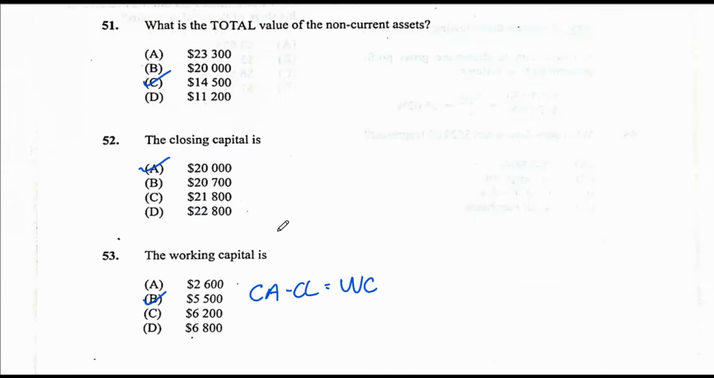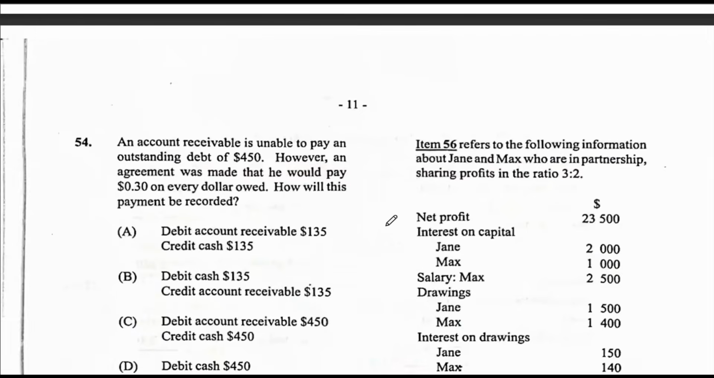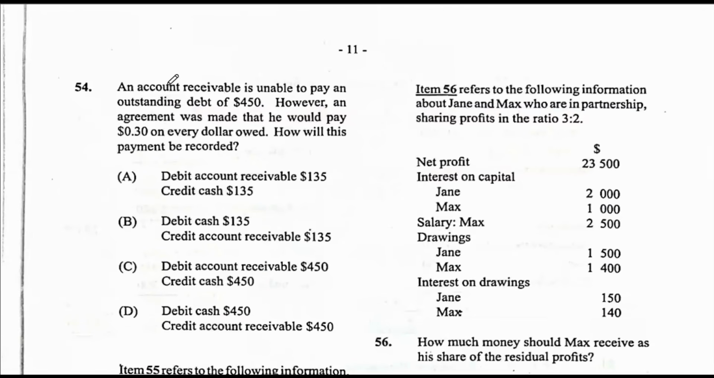Nicely done. I'm moving on to question 54. An accounts receivable is unable to pay a debt of 450. Now in this case, they're using the word accounts receivable, but it simply means a debtor. A debtor, somebody owing us money, cannot pay, right? Unable to pay 450. However, an agreement was made that he would pay 30 cents on every dollar he owed. How will this payment be recorded?